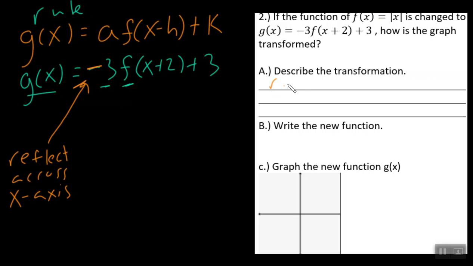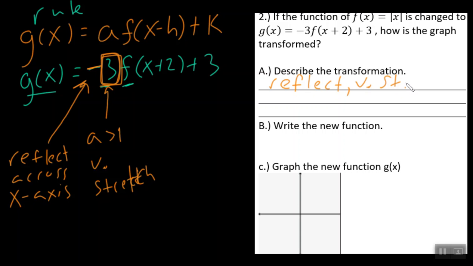So over here, I'm perfectly okay if you just write reflect, comma, but you do have to understand you're reflecting across the x-axis. Now the next thing I would say is that when we look at this 3, my a value, remember we're divorcing it completely from that negative. We do not care about the negative. This 3 is greater than 1, and so we have a vertical stretch. A vertical stretch means our graph gets narrower. So let's just go and write that. We have a vertical stretch with the T coming first because we can spell.